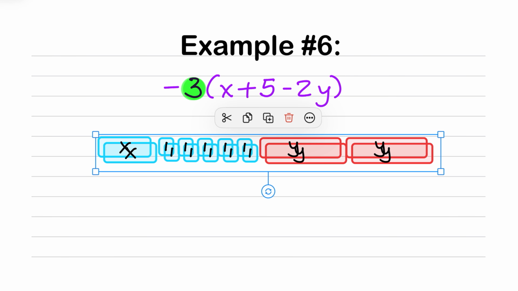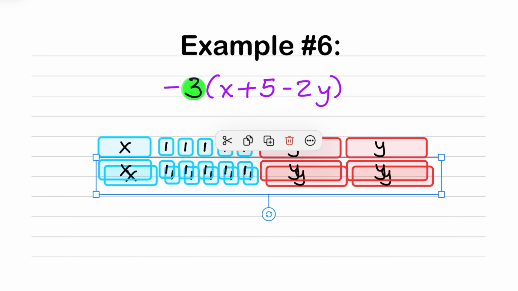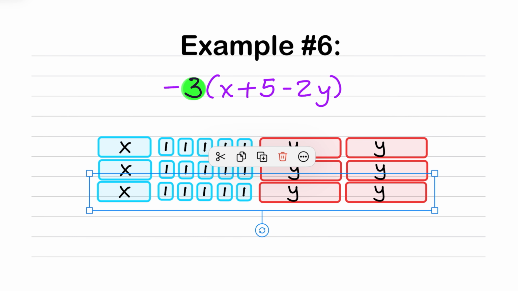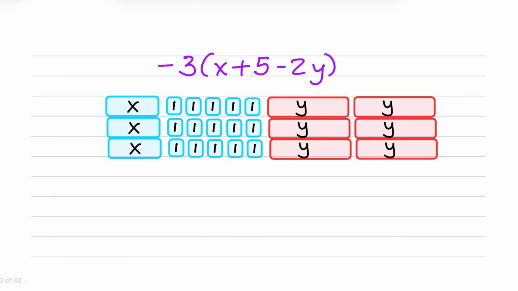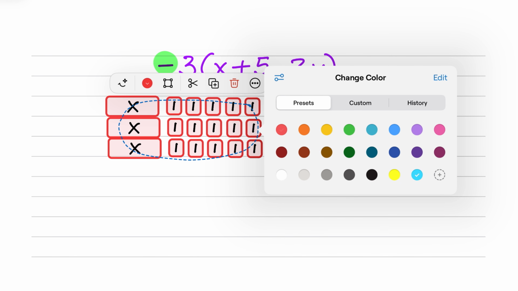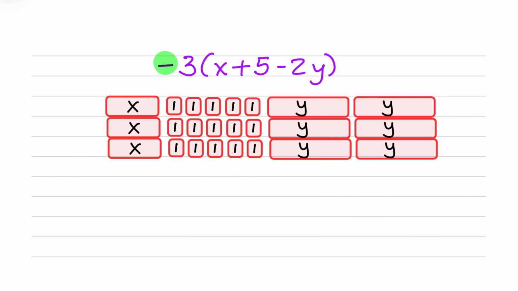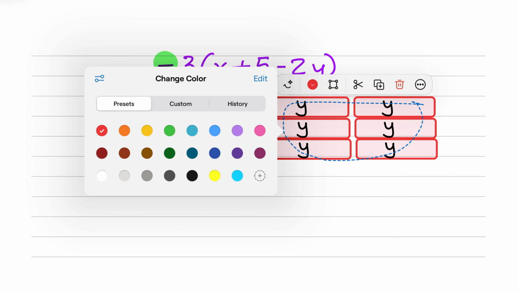The y is negative, so they're in red. First, we're going to multiply by 3. On the next slide, we're going to account for the negative. The negative says the opposite of, so everything that's positive is going to become negative, and then everything that's negative is going to become positive.